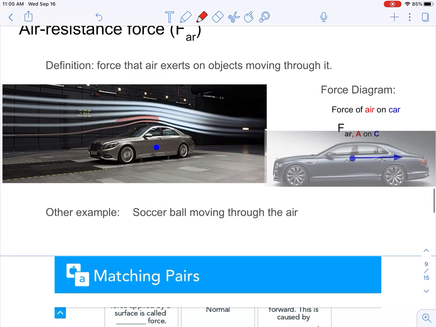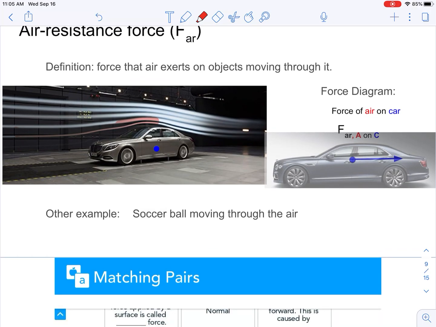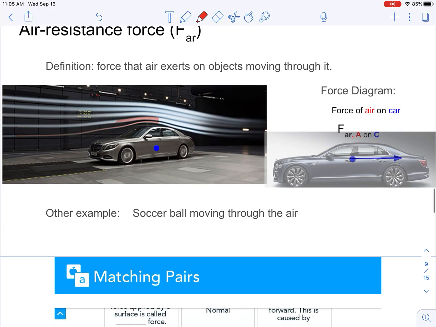So if we draw this diagram here, we can see that we have the force of air resistance of the air on the car, A on C. And as the car moves forward, the air resistance force is going to be in the reverse direction because it's a resistance. Other examples would be a soccer ball moving through the air. The soccer ball is going to be slowed down also as it's moving through the air from the air resistance.